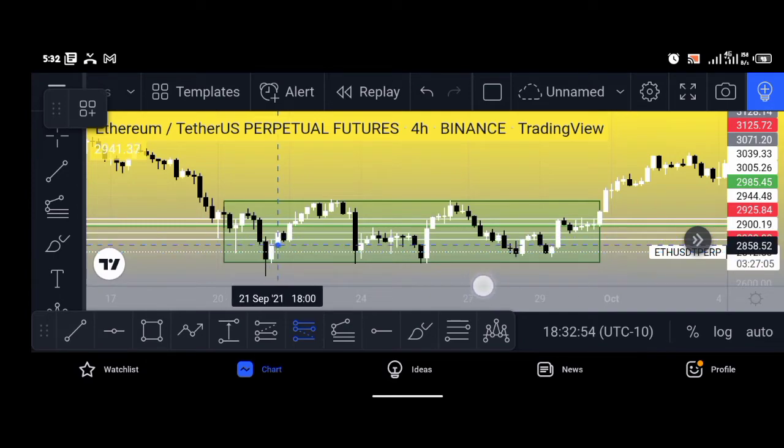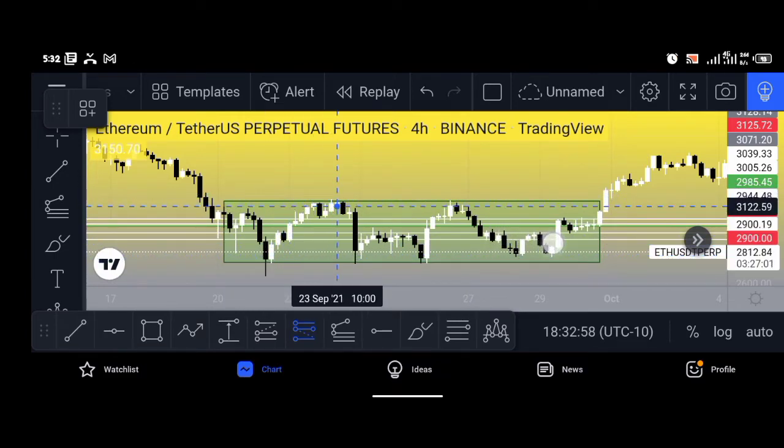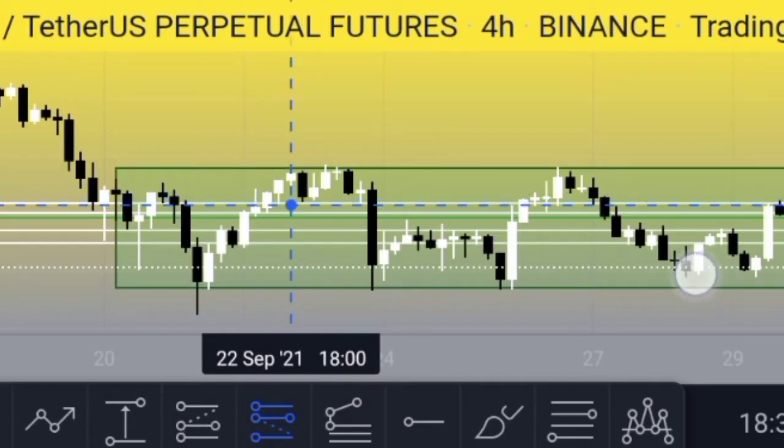So after the formation, I'll leave the candle to retest my resistance level. So after the retesting of my resistance level, this is the retest.